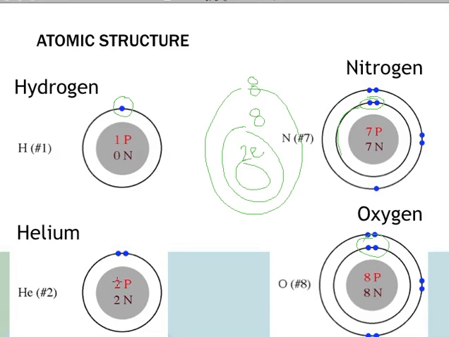Helium: 2 protons, 2 neutrons in the nucleus, 2 electrons on the outside. And like we said, the number of electrons matches the number of protons, so these are neutral.